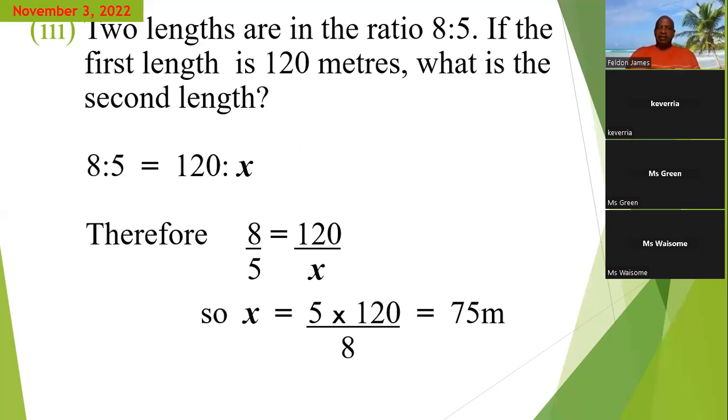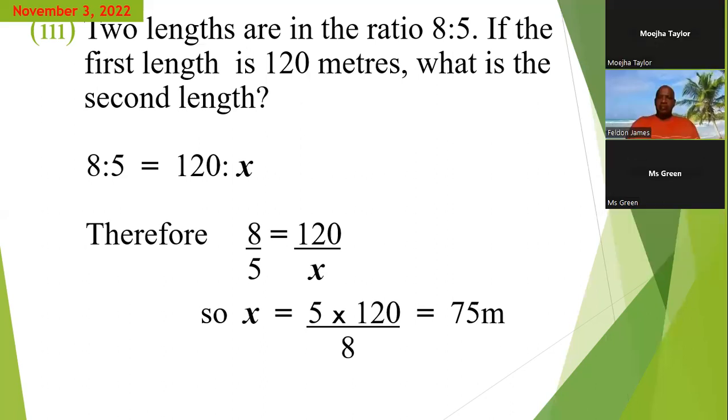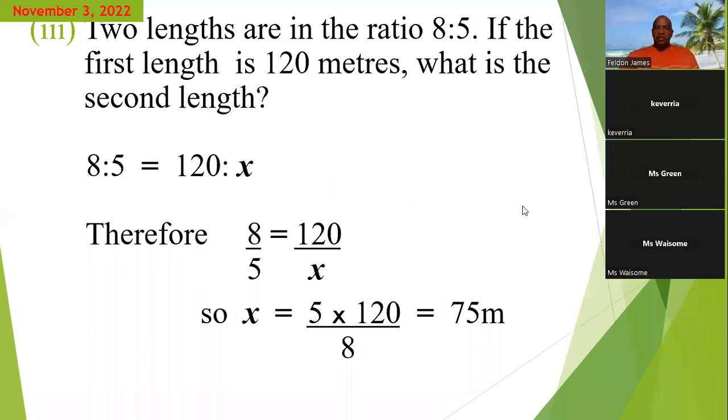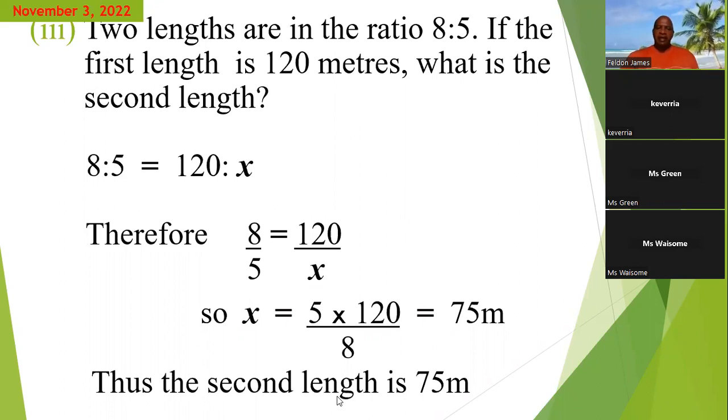Now, any question about this? Let me see the hands if you are all clear on how to do this. All right. Now, one of the things I must say is that even though we took this approach to the question, it's not the only approach that we can use. But for now, I'm going to allow you to somewhat grasp this approach before I show you another approach. All right, so here we have now the length of the second length would be 75.